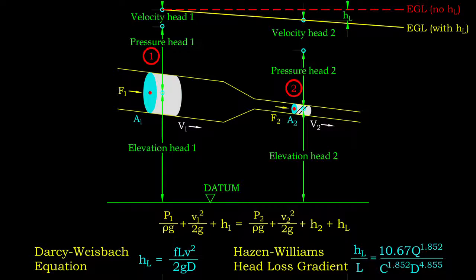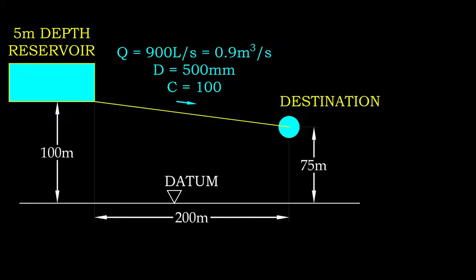Other than EGL, we also have hydraulic grade line, HGL. Hydraulic grade consists of only pressure and elevation heads. It is also known as piezometric head, which visualizes the pressure in fluid due to the heads when we put a piezometer at one point. Let's look at one simple example.